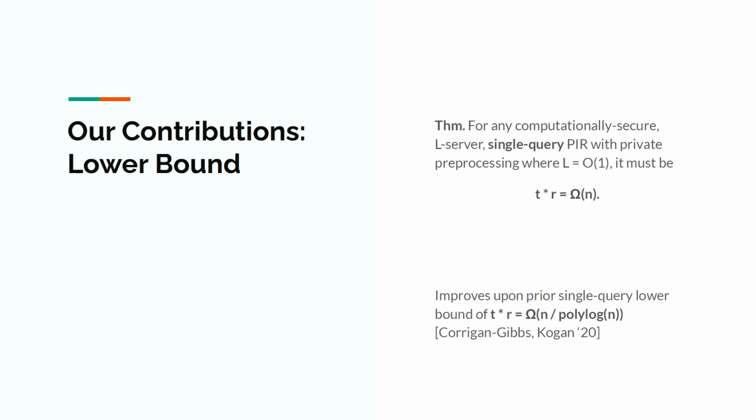Okay, so one corollary of this is you could plug in k equals 1 to get a single query lower bound, in which case you would get t times r is equal to omega n, and this immediately improves upon the prior single query lower bound by polylog n factors by Corrigan, Gibbs, and Kogan. And in fact, this is exactly tight, because if you look at the parameters of one construction of Corrigan, Gibbs, and Kogan carefully, you can actually construct something where t times r is equal to order n upper bound. So this is a tight lower bound.